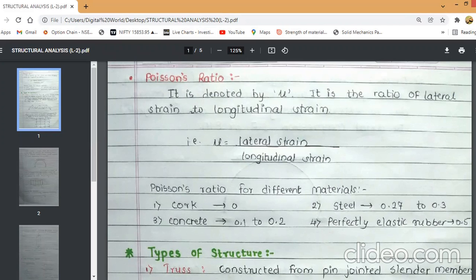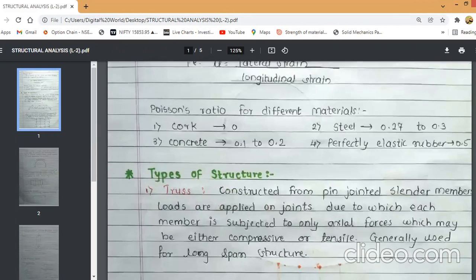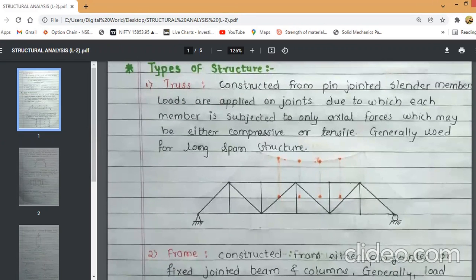Then we are going to see different types of the structure. First one is trusses. A truss is constructed from pin-jointed slender members which are usually arranged in the triangular manner. In trusses, the loads are applied on the joints due to which each member of the truss is subjected to only the axial forces. That means either axial compression or axial tension. Generally, trusses are used when the span of the structure is large.